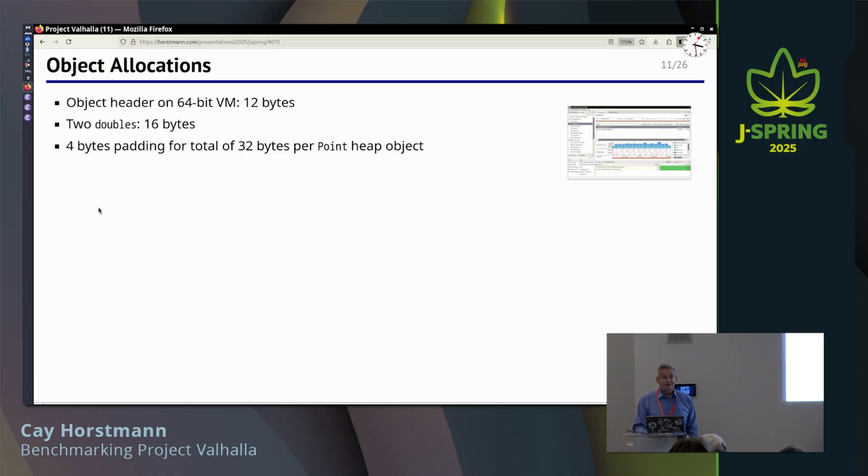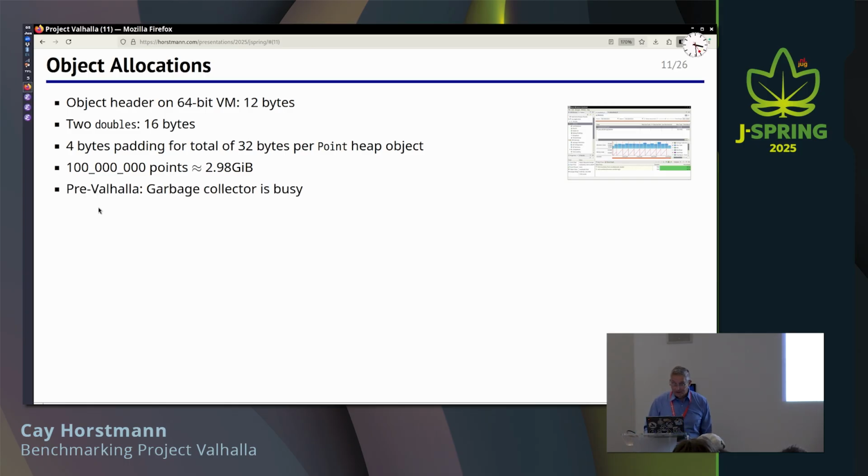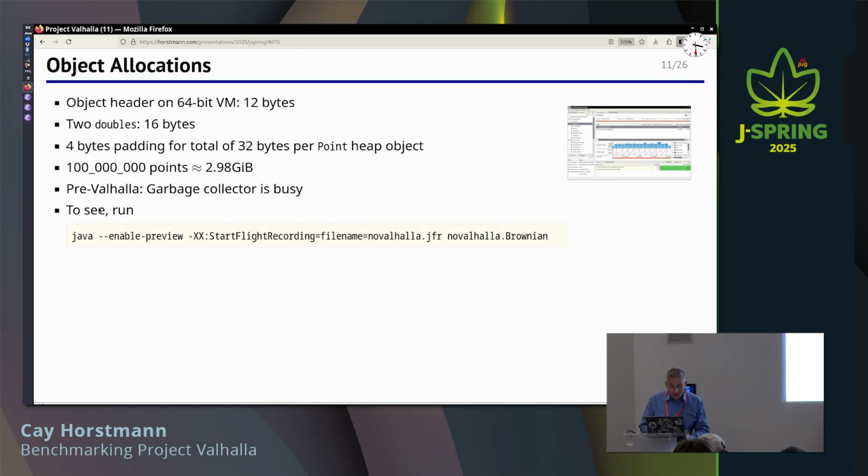Now you could say that even in the code that you saw, even without Valhalla, theoretically, the JIT could see that this is all local and it doesn't actually have to do the allocation. But we'll see in just a minute that it does do the allocation. If it does, in fact, allocate 100 million points, that's about 3 gig, and we should see that. Now, how do we see that? We'll just run the whole thing with flight recording in action.